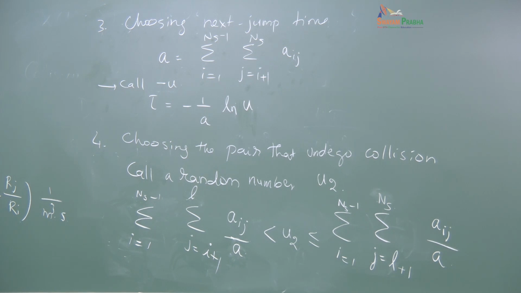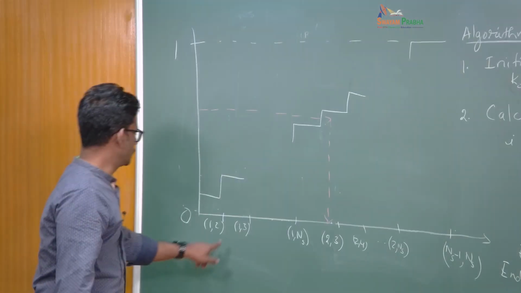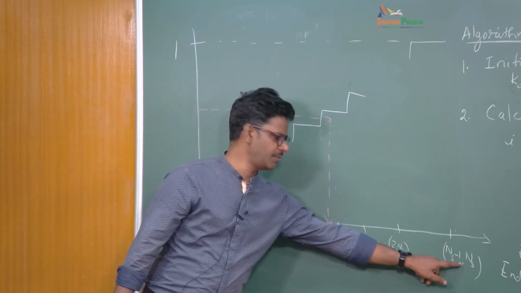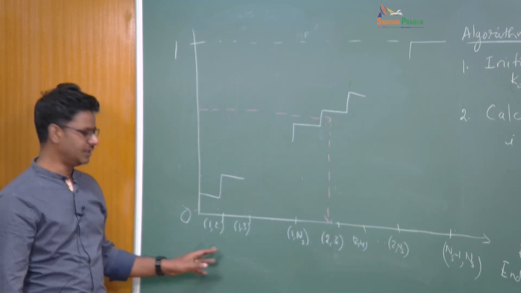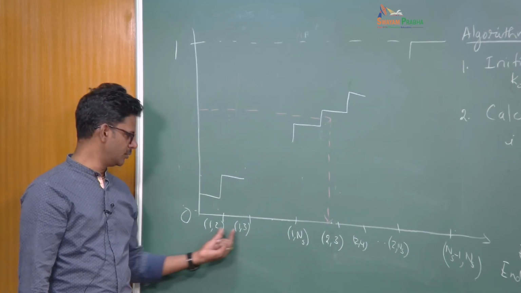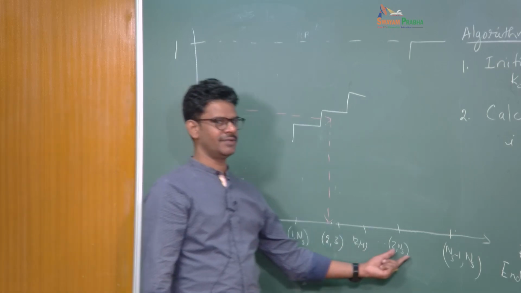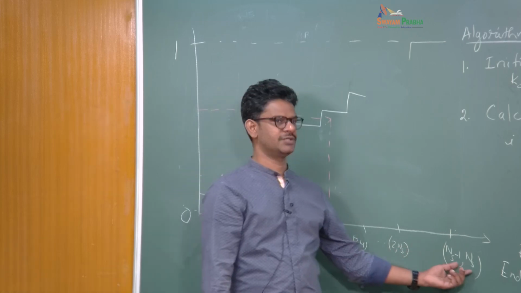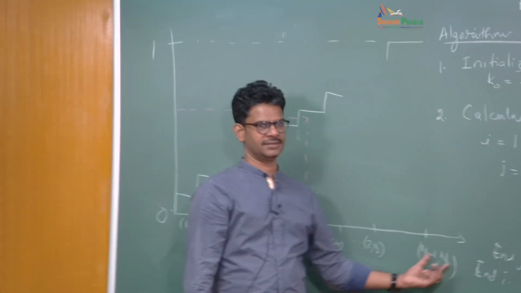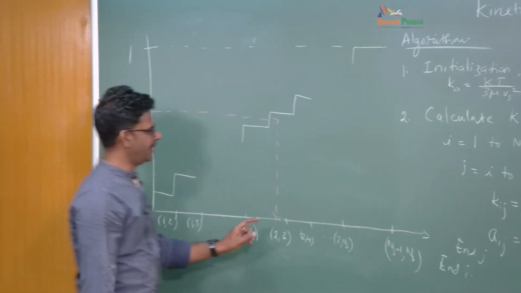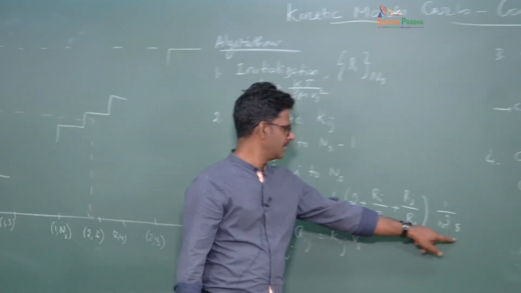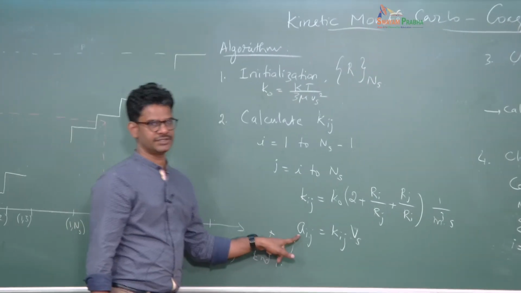So what we are saying is, here on the x-axis, I am enumerating all the collision possibilities: 1 2, 1 3, up to 1 ns, then 2 3, 2 4, all the way up to 2 ns, and then the last pair would be ns minus 1 and ns. Okay, so for each of these pairs, I have calculated the rate Aij.